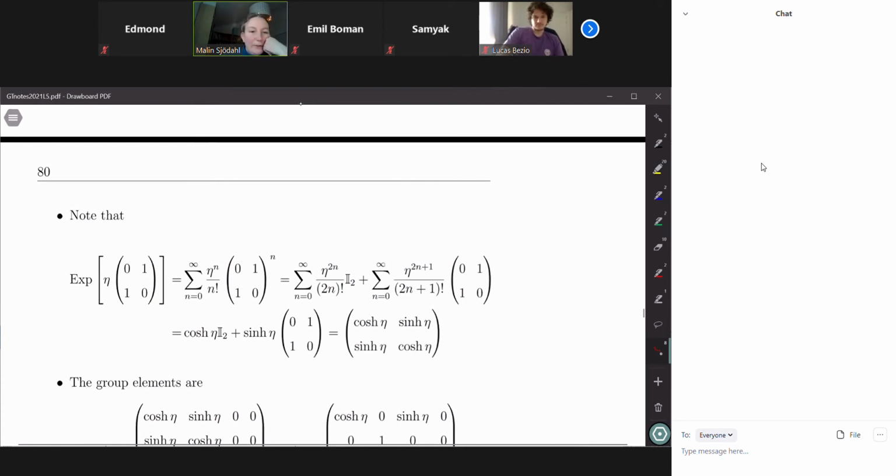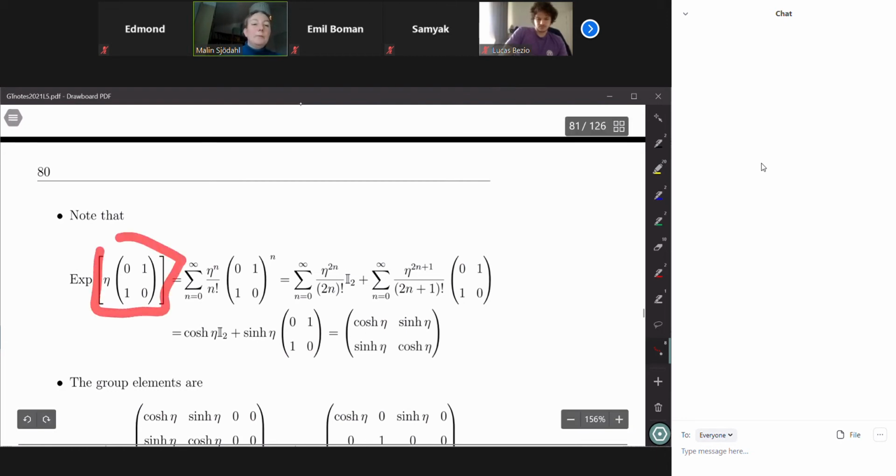Now let's have a look at the group level, and let's consider this interesting 2 by 2 block. So we should exponentiate this matrix, e to some boost parameter, we call it eta, and the matrix that we just found. That is actually pretty easy to do. So we expand the exponent as a sum over 1 over n factorial, and then the argument to the power n. Now, what is nice about the argument is that when you square this matrix, you get an identity matrix.